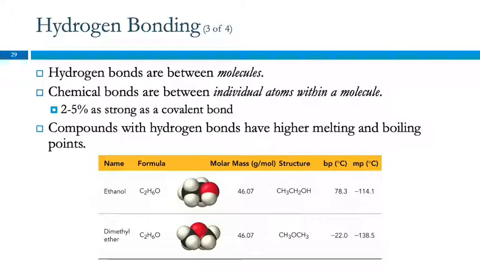So hydrogen bonds are between molecules. Chemical bonds, covalent bonds, are between atoms within a molecule. They are different. A hydrogen bond is only 2 to 5% as strong as a covalent bond. So even though it's a super dipole-dipole force, it's still very, very weak compared to a covalent bond.